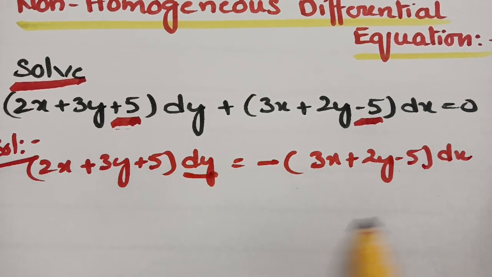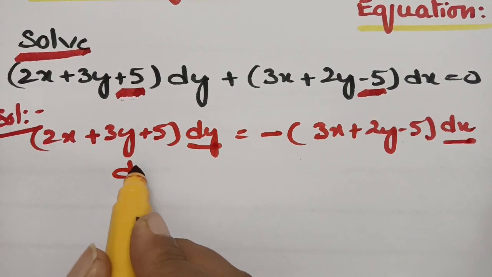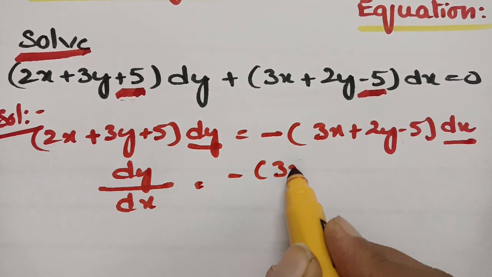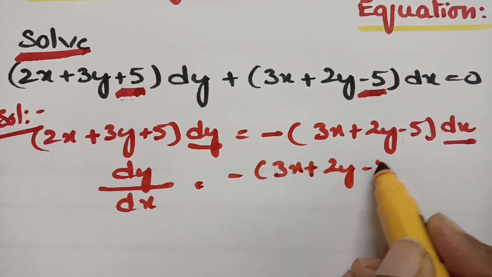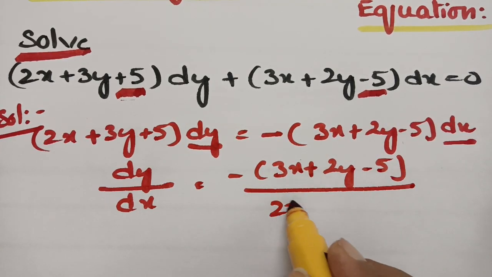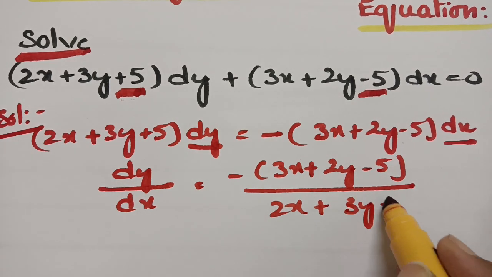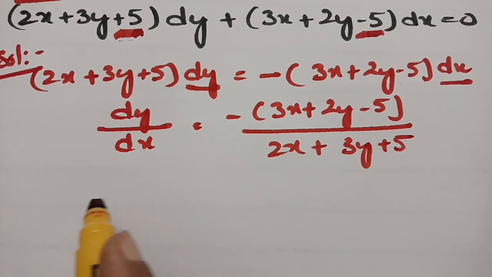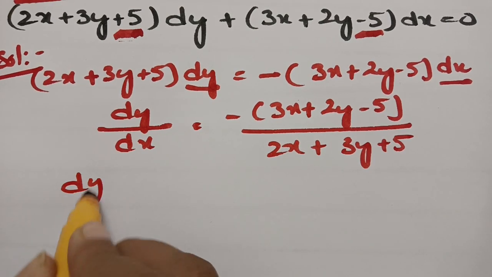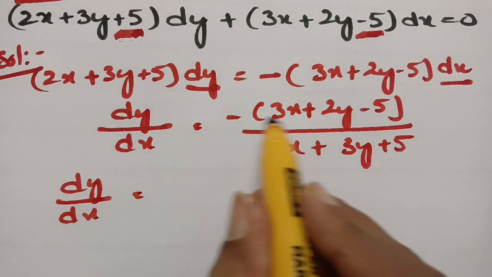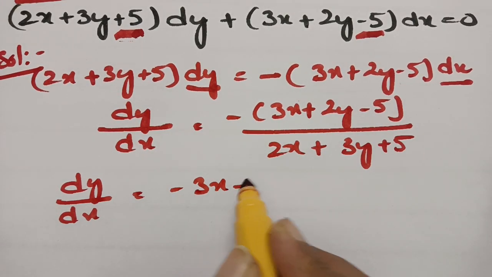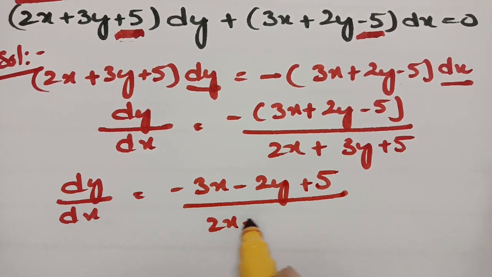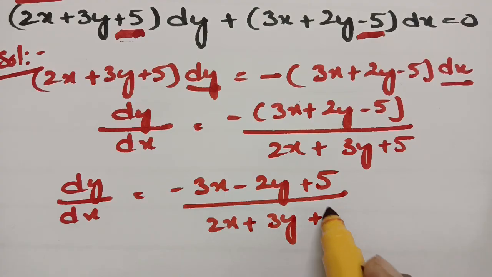So I need dy/dx. Here I'm changing this as dy/dx = -(3x + 2y - 5) / (2x + 3y + 5). And now see here, this can be written as dy/dx = (-3x - 2y + 5) / (2x + 3y + 5).